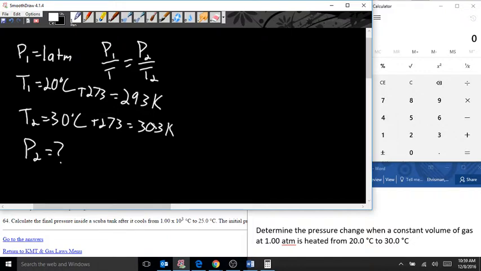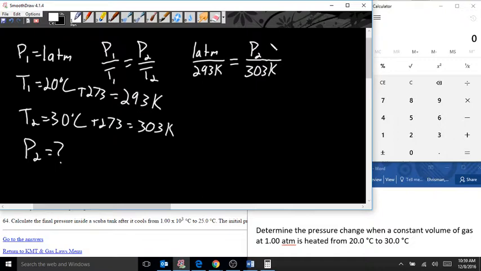So for P1, I've got 1 atmosphere. That's over T1, I forgot the one there, which is 293 Kelvin, equals P2, which is what I'm looking for. I like to leave it P2. If you want to put X in there, that's fine. That's over T2, which we found out was 303 Kelvin. Now the variable I'm looking for is up on top, so I don't need to cross multiply or anything. I just need to do the algebra.